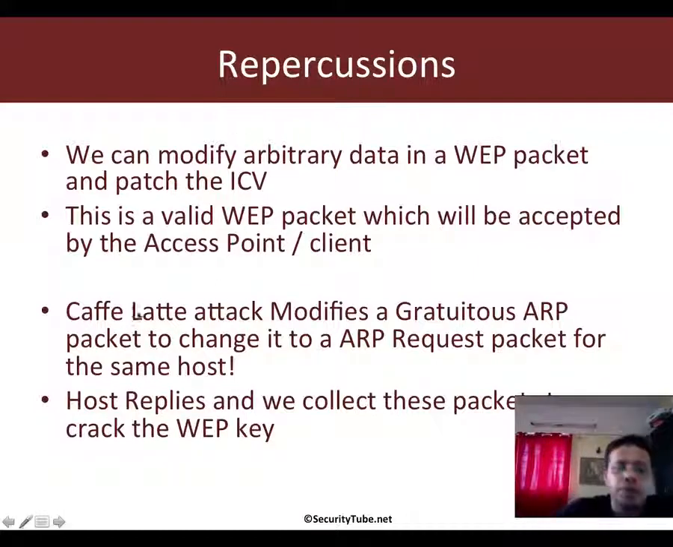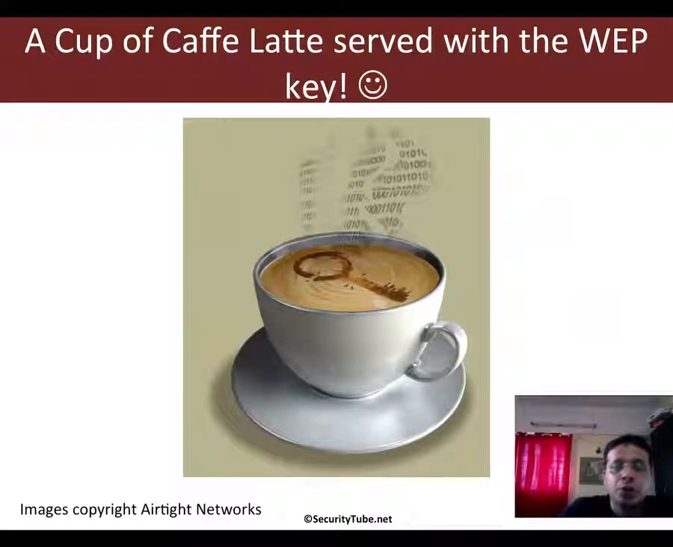Now the cafe latte attack and a lot of other things actually use this property to play around with various packets and break WEP encryption, right? We will understand that in a bit. So now we are formally going to start the cafe latte attack.